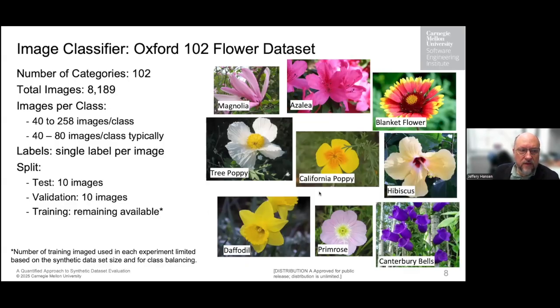There are 8,000 images in the data set, typically around 40 to 80 images per class. The way we split it is from each class, we use 10 test images, 10 validation images, and then the rest of the data set for training.